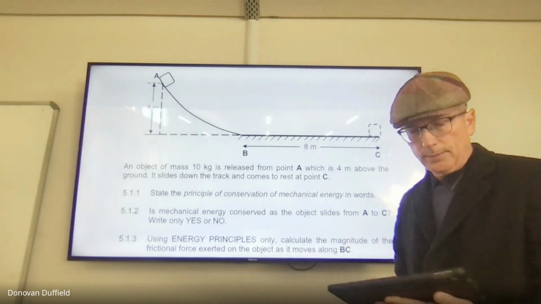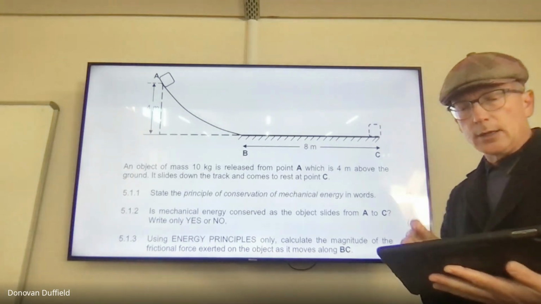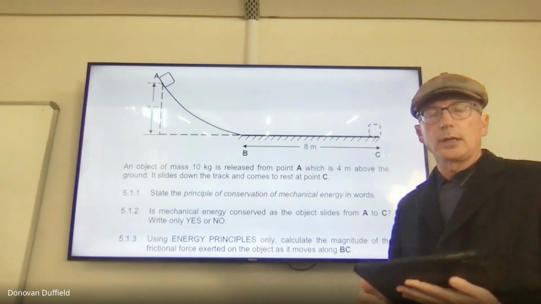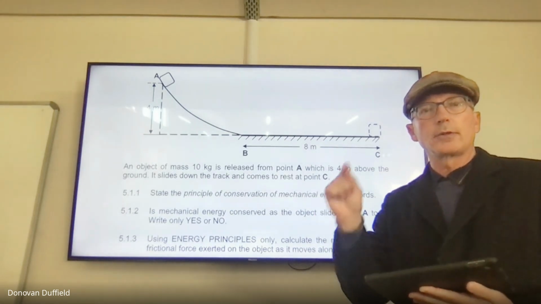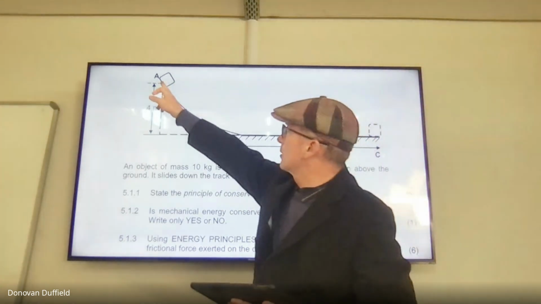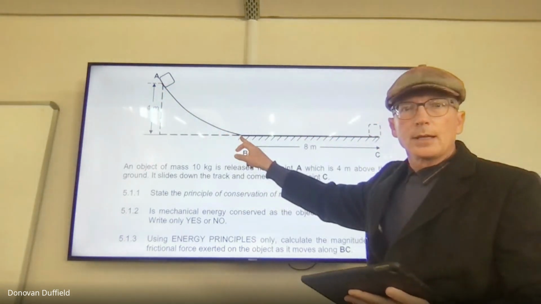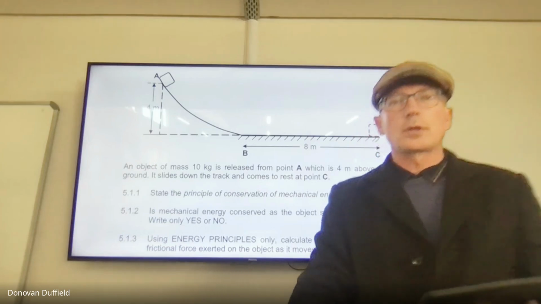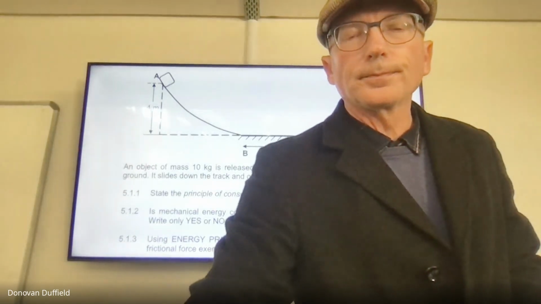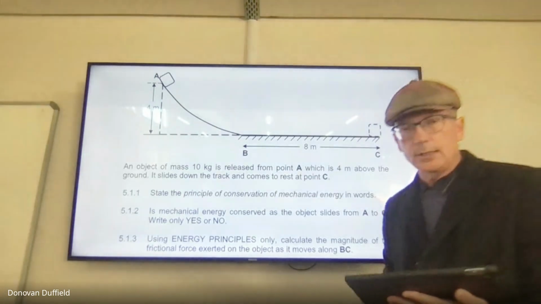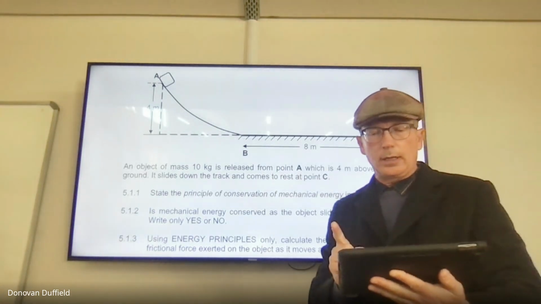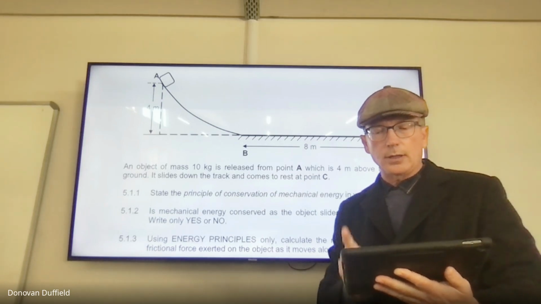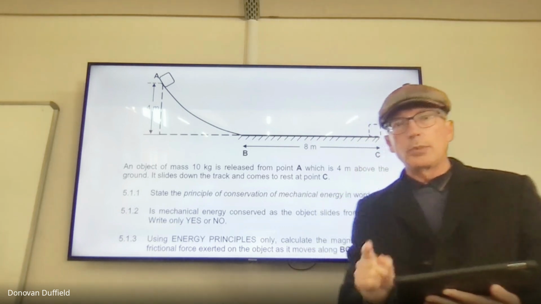We've done that already. Is mechanical energy conserved as the object slides from A to C? Only yes or no. The answer is definitely no, because albeit that it's conserved from A to B, it is not conserved from B to C because there's a frictional force there. So we've answered that. Now it says, using energy principles only, calculate the magnitude of the frictional force exerted on the object as it moves along BC.